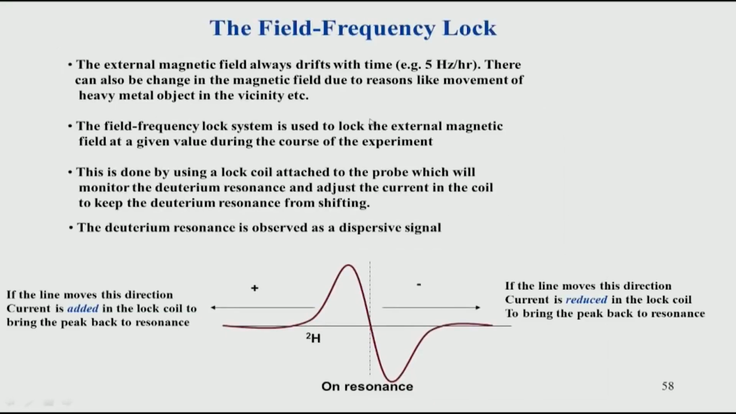The other thing which I showed you is what is called the lock. This is required because, remember, I mentioned in the last few slides that the magnetic field drifts with time. No magnetic field can be constant throughout. It always drifts to some extent, sometimes as low as 5, sometimes as high as 20 hertz per hour. Because the peaks which we are studying are very narrow, we cannot afford to have this drift happening. So, we have to correct for this drift. How do we correct for it? This drift is corrected as follows.